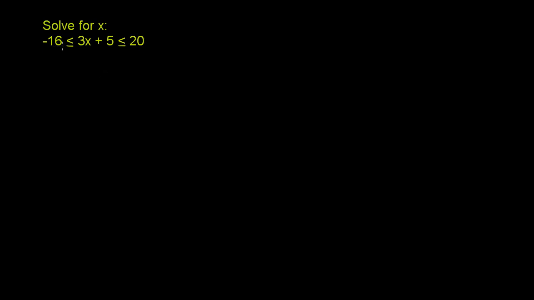So one is to just solve this compound inequality all at once. And I'll just rewrite it. Negative 16 is less than or equal to 3x plus 5, which is less than or equal to 20. And the other way is to think of it as two separate inequalities, but both of them need to be true. So you could also view it as negative 16 has to be less than or equal to 3x plus 5, and 3x plus 5 needs to be less than or equal to 20. This statement and this statement are equivalent.